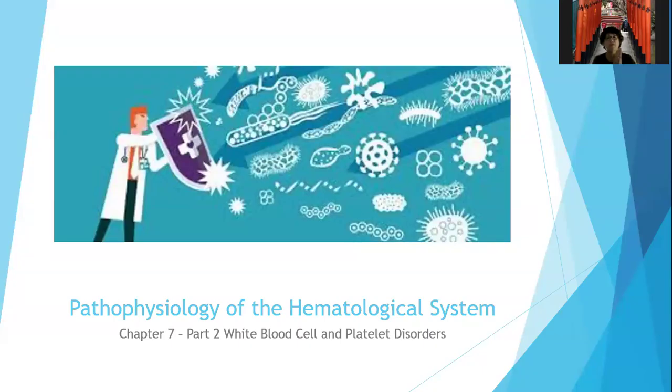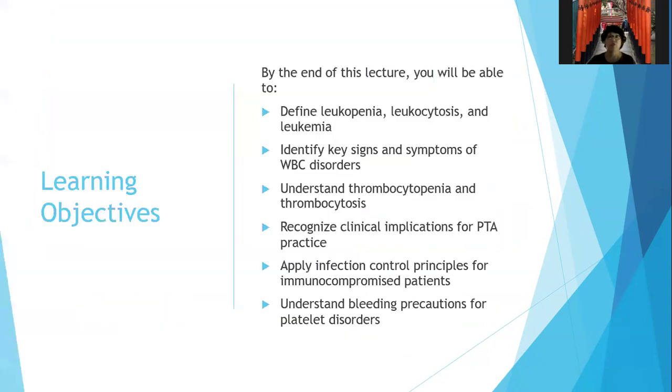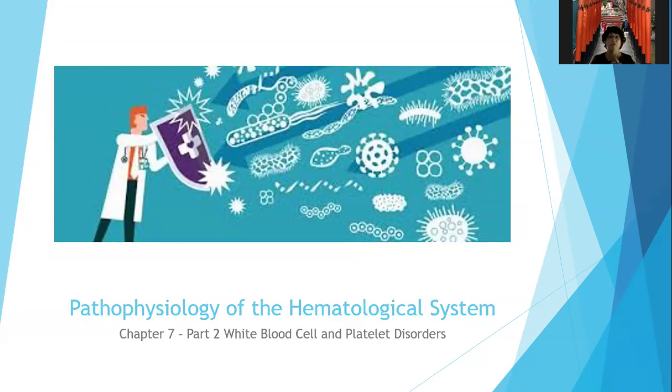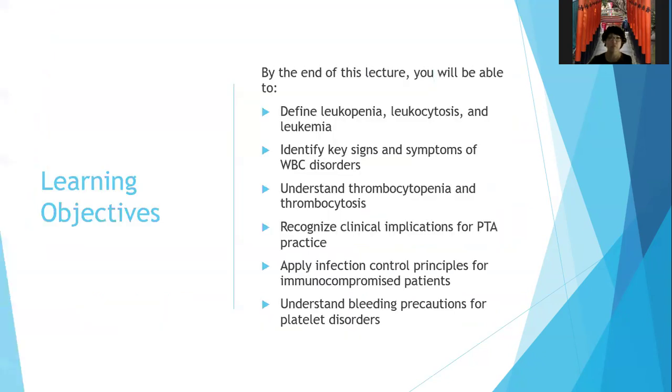All right, so we said the blood cells in the hematological system are red blood cells, erythrocytes, white blood cells, leukocytes, and platelets, which are thrombocytes. And we talked about red blood cell disorders, and now we're going to talk about white blood cell and platelet disorders. So if you want a review of what they do, take a look at those optional lectures linked in Canvas.